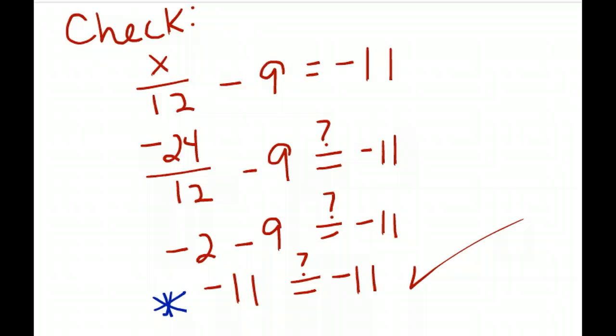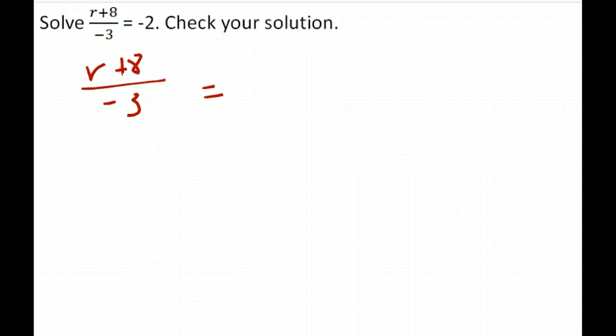All right, example 4. r plus 8 over negative 3 equals negative 2.